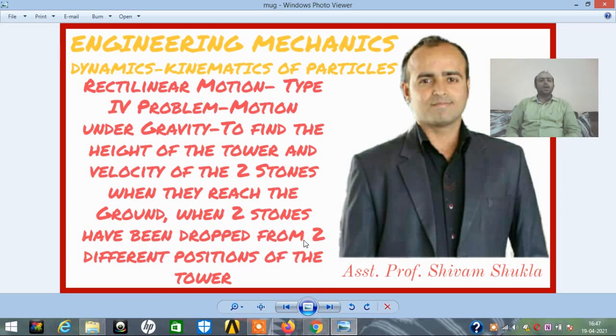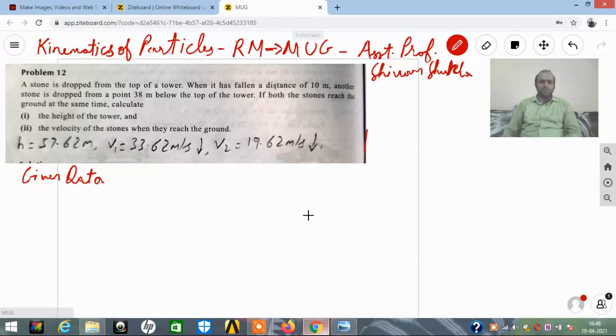This is Shivam Shukla and here I am to solve a problem on kinematics of particles. It's a problem on rectilinear motion, type 4 problem on motion under gravity, using the kinematical equations, that is uniform acceleration motion, to find the height of the tower and velocity of the two stones when they reach the ground, when these two stones have been dropped from two different positions of the tower. Let us see the question statement.